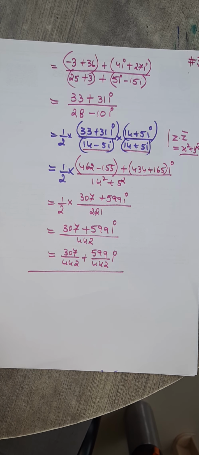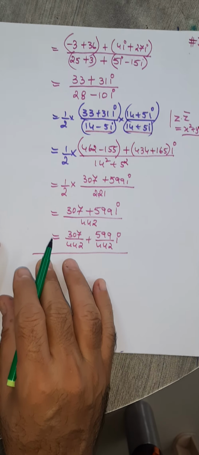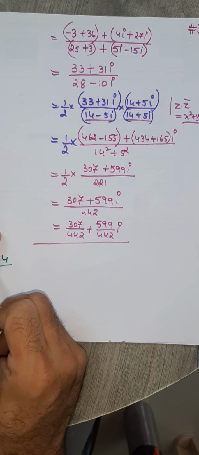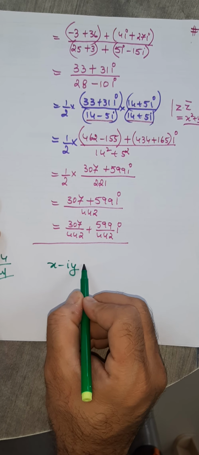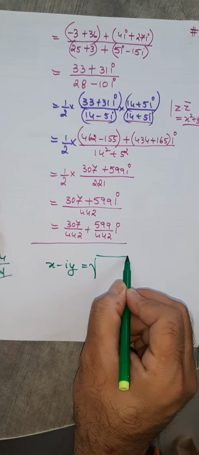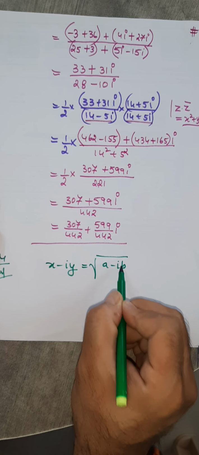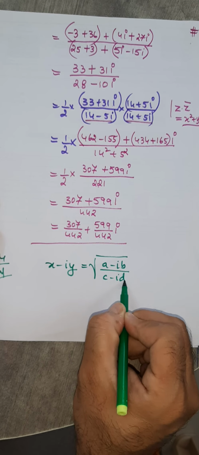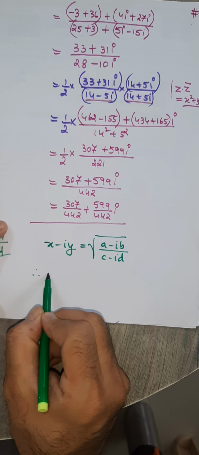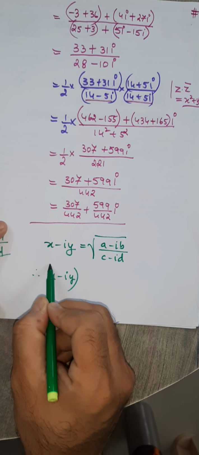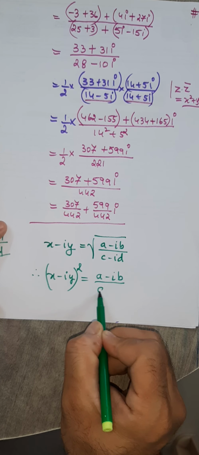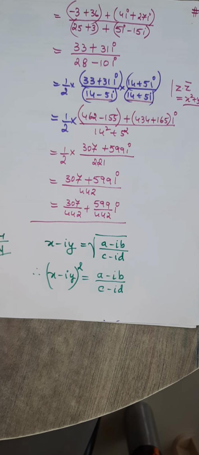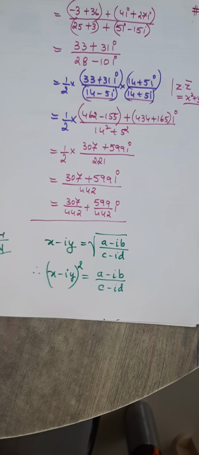Okay. Next question, question number 4, fourth question. That's an important example. You are given this x minus iota y equals to square root of a minus iota b upon c minus iota d. First, I'll just square on both the sides. So x minus iota y the whole square equals to a minus iota b upon c minus iota d. Squaring on both the sides, just to make the RHS free from the square root, remember.